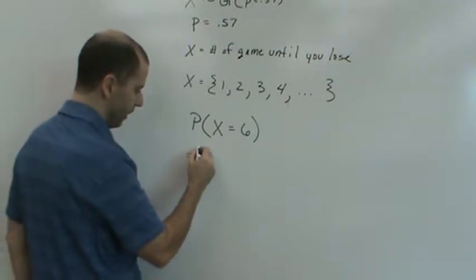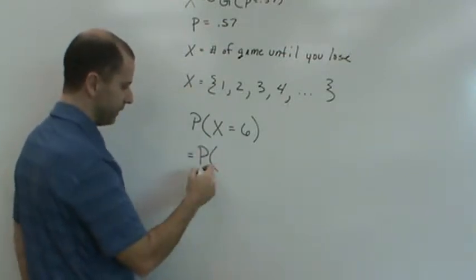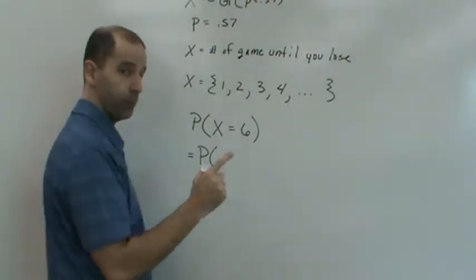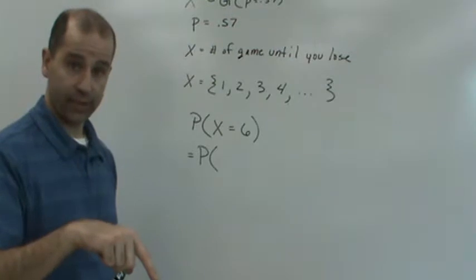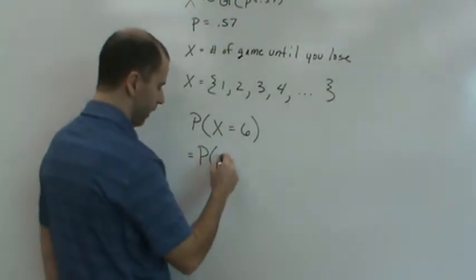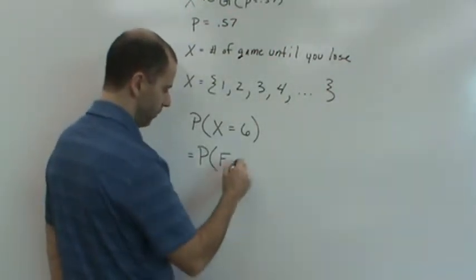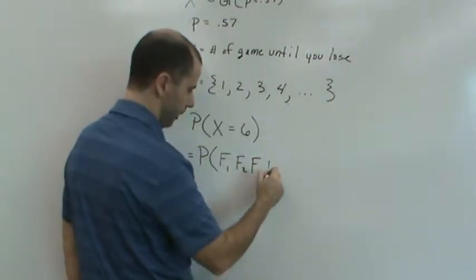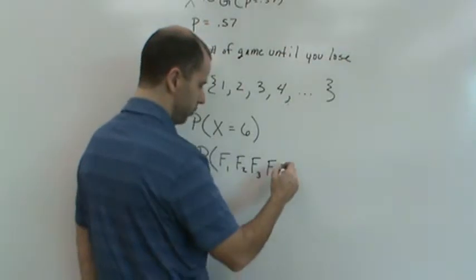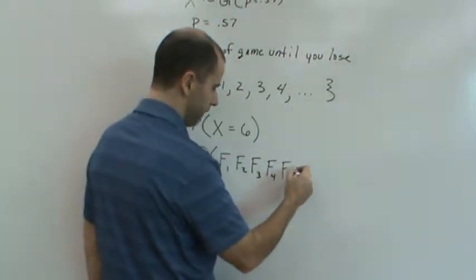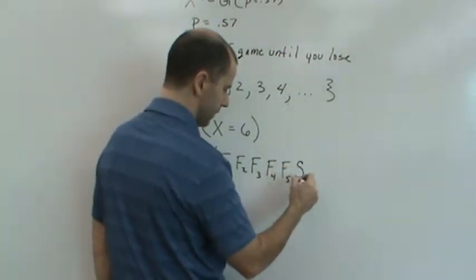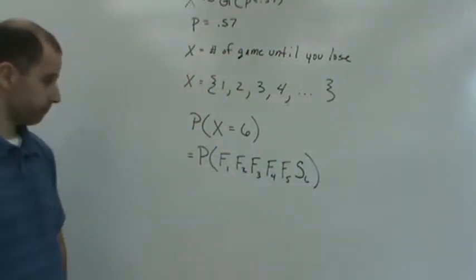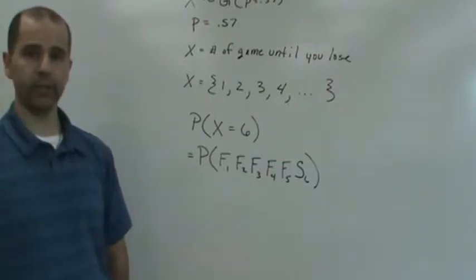This is the probability that we won on the first one. So we had a failure. I'm going to put F for failure, S for success. That means we had a failure on the first trial, failure on the second trial, failure on the third trial, failure on the fourth trial, failure on the fifth trial, and a success on the 6th trial. Well, what does this mean?